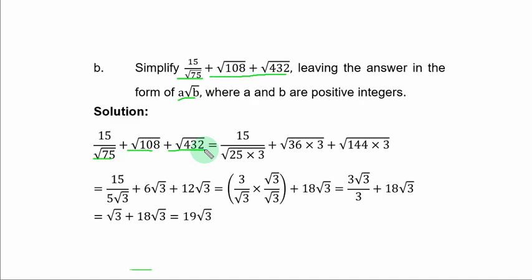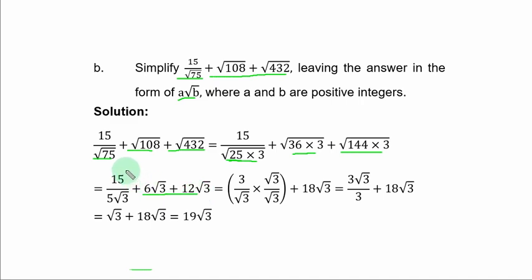In basic form, you try to get the factor of the number that is a perfect square. In 75, you have 25 times 3. In 108, you have 36 times 3. In 432, you have 144 times 3. So you have 15 over 5 root 3, because root 25 is 5. So you have 15 over 5 root 3 plus 6 root 3 plus 12 root 3.